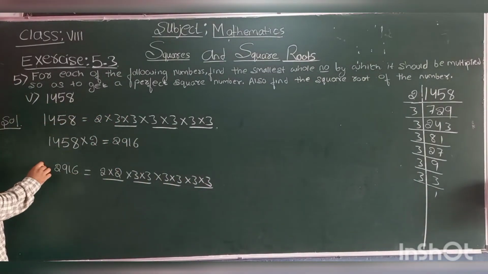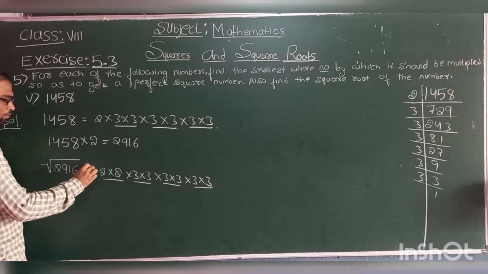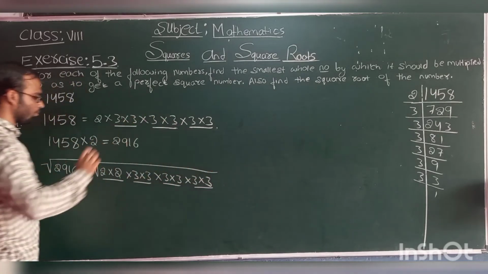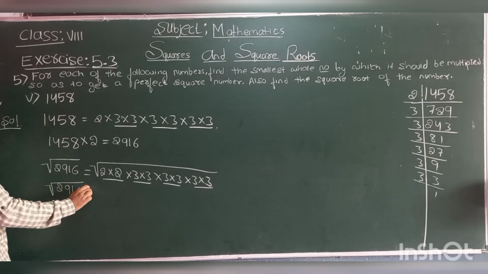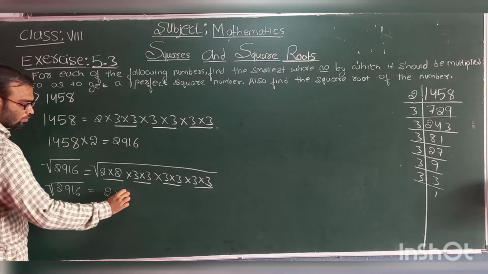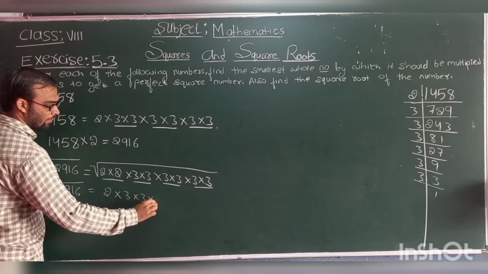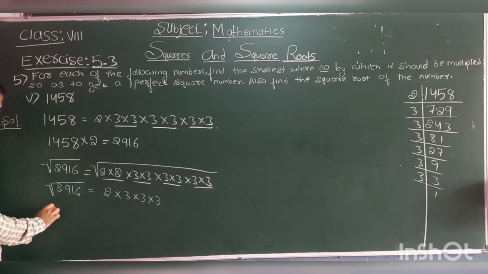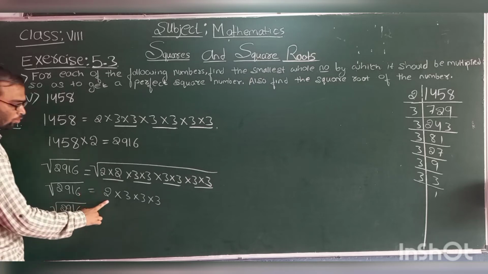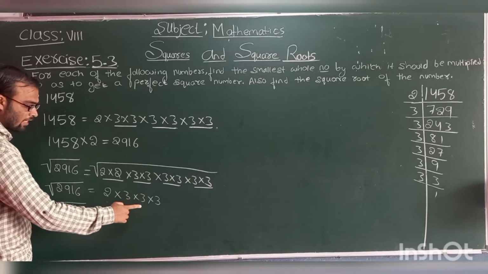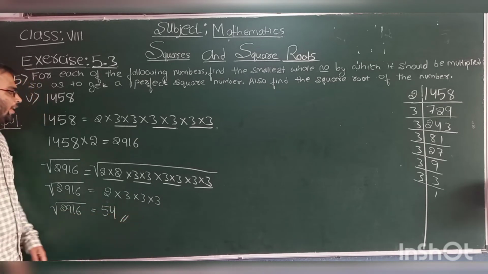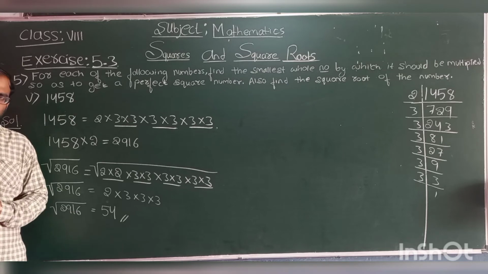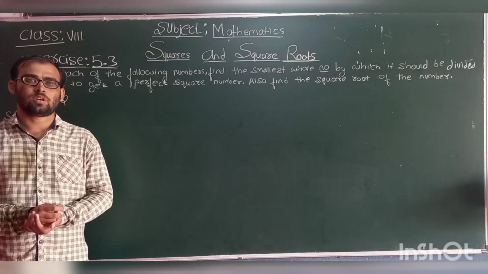Okay, what do we need to do? We need to find the square root of this number. So put the square root symbol. 2, 3, 3 and 3. Okay, 2 3s are 6, 6 3s are 18, 18 3s are 54. Then the square root of 2916 is what? 54.